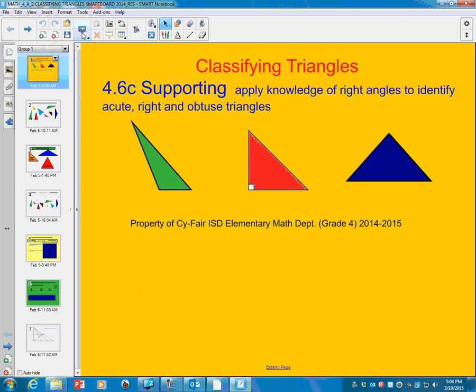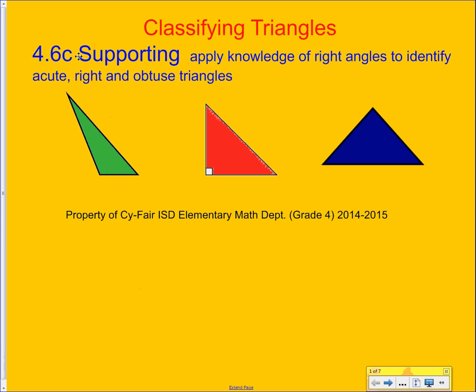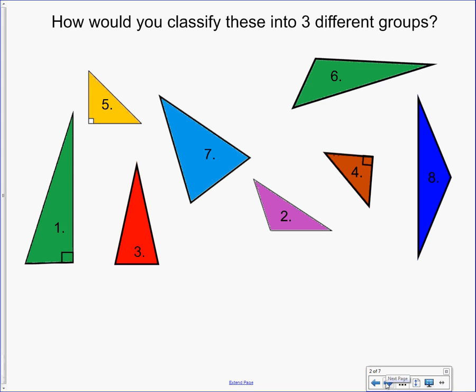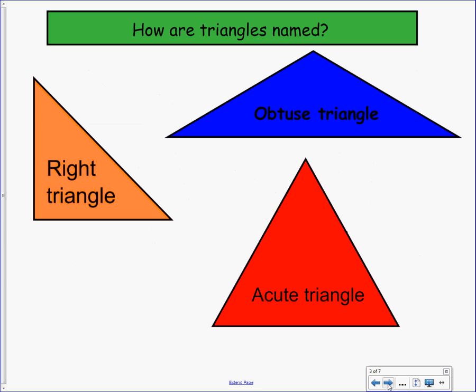Okay, this video is going over how to classify triangles. So the first thing we did is we had all of these triangles cut out so that students could manipulate them, and they had to classify them into 3 different groups. Most of them were able to recognize that some of them had right angles, some of them had obtuse angles, and some had acute angles.